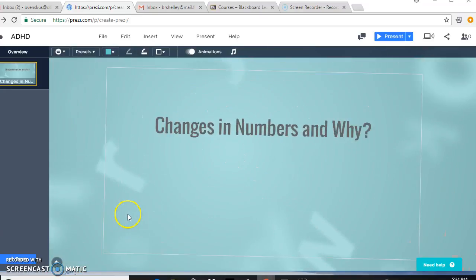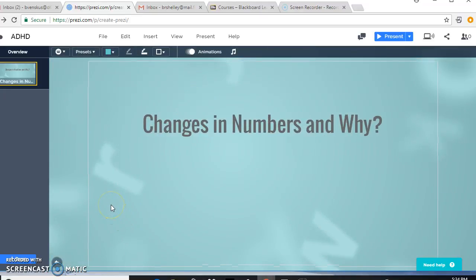So then we're going to look at the changes in numbers and why. What have been the changes? It's actually increased. It increases by about 1 million every 4 years, according to the CDC. So that is about 250,000 a year.